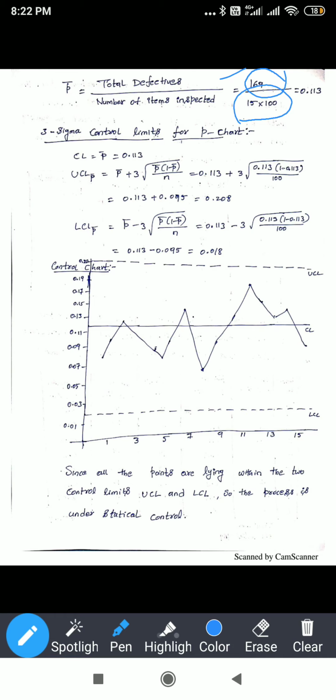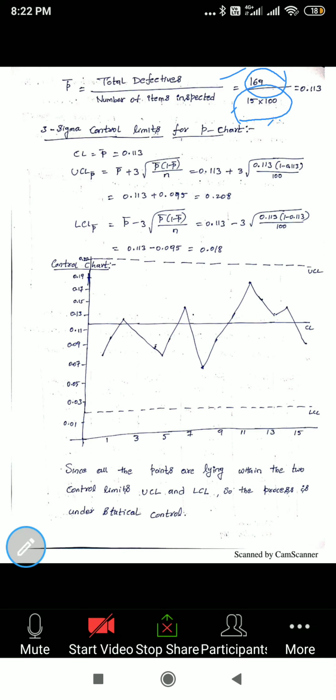In the first sample, we are taking 100. Like this, how many samples are you taking? 15 samples. Each sample is 100 tubes. So we get 15 into 100 in the denominator. So 169 by 15 into 100, how much do you get? The value is 0.113, that is the p bar value.